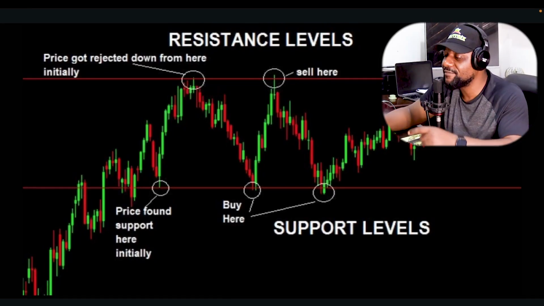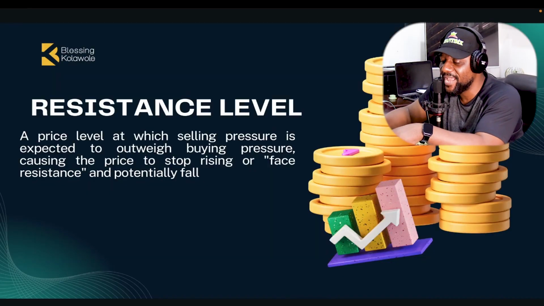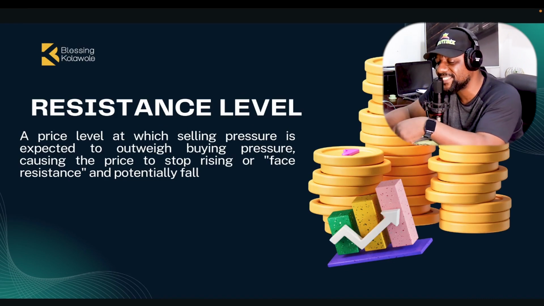Okay, we still have the resistance level as well, where the selling pressure is expected to outweigh the buying pressure, causing the price to stop rising or face resistance and potentially fall. If you are profiting and things are going up, some people will say, it's still going up. That was a mistake some people made about Pi too. It's still going up. They can't recognize that it had reached its resistance level. It can't go up again. It has to start falling.